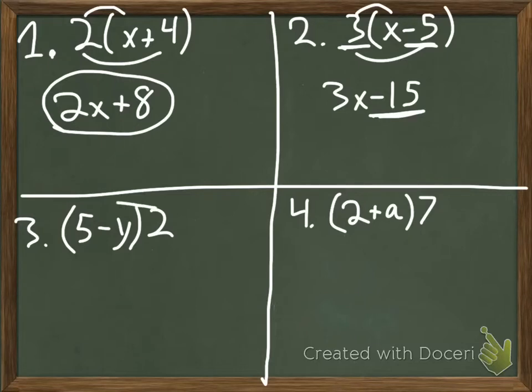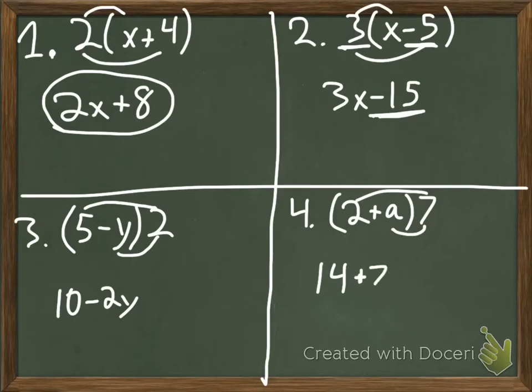We're going to do 2 times 5 and 2 times negative y. 2 times 5 is 10. 2 times a negative y is a negative 2y. And finally, we're going to do 7 times 2 and 7 times a. 7 times 2 is 14. 7 times a is a positive 7a. And there we have the distributive property.